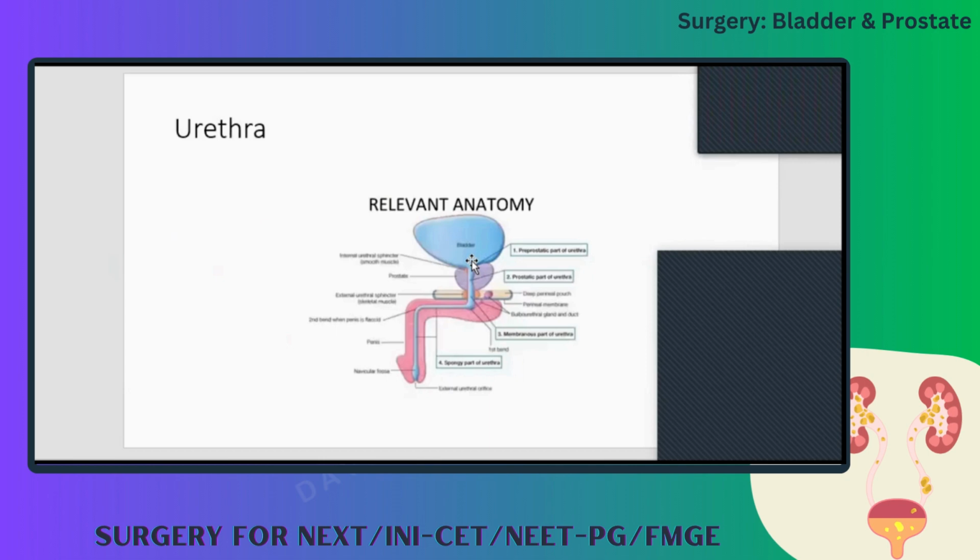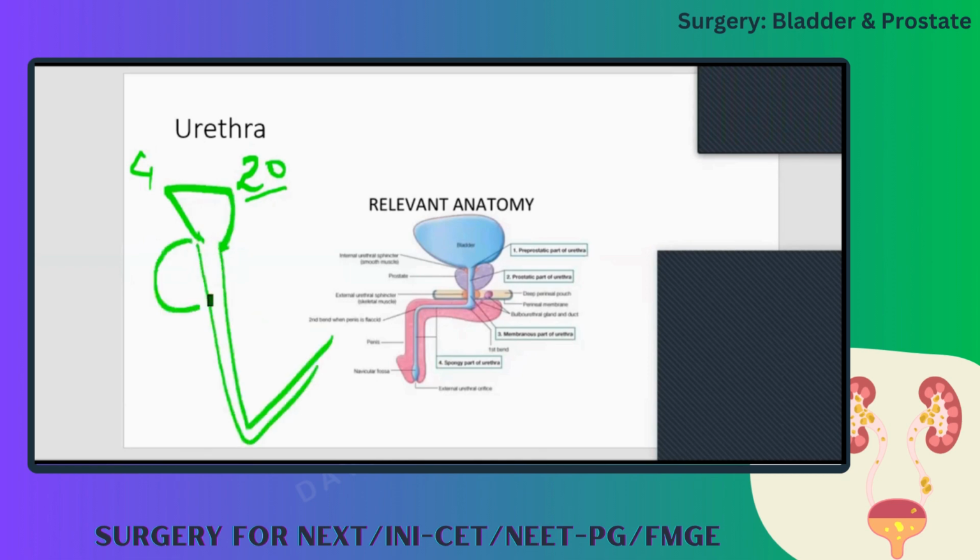Okay. Now a small point about urethra anatomy. What is the length of the female urethra? 4 centimeters. Male urethra? 18 to 20 centimeters. The male urethra has 4 parts. What are the 4 parts? Prostatic part, then the membranous part between the sphincters, then the spongy part, which is the bulbar part, and this is the penile part.